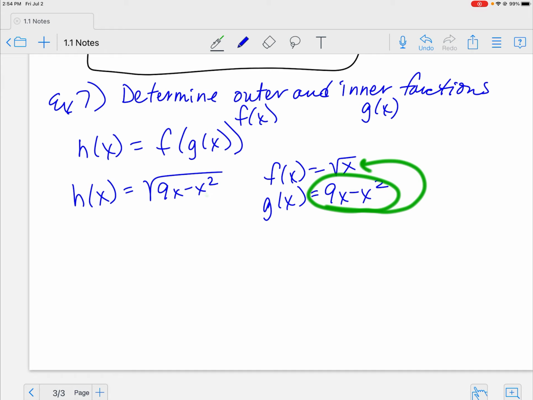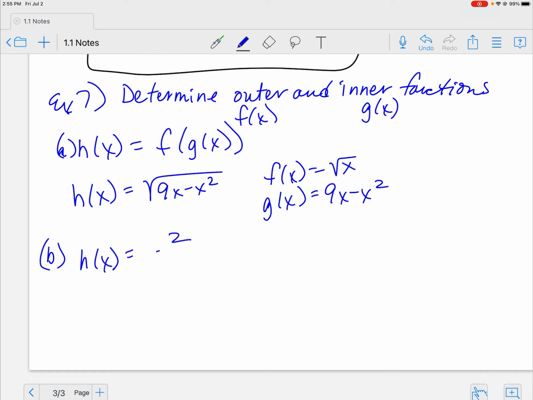If I have g of x, I am replacing that x, right? That composition, I'm putting that to the inside. Good. Good. This is A. Let's do one more here. B. If I have h of x is equal to 2 over x squared minus 1 cubed.